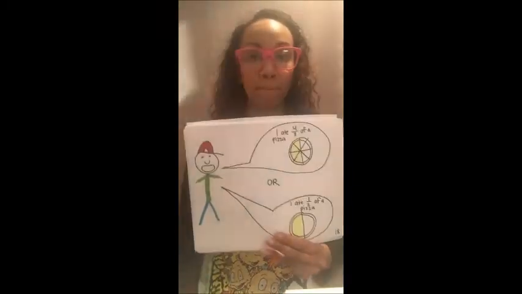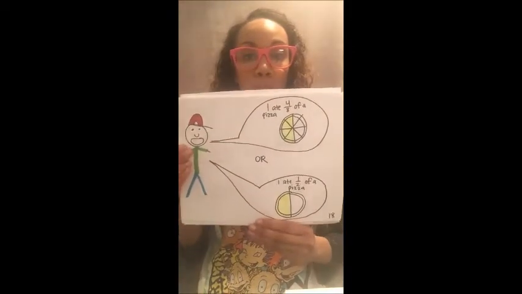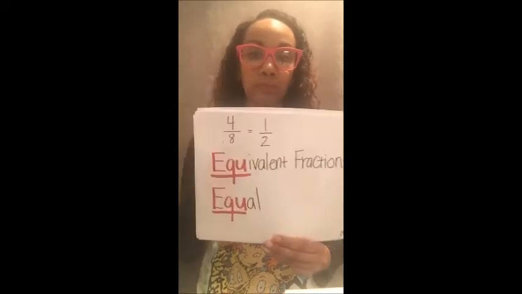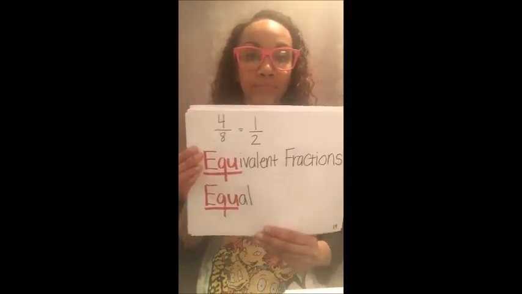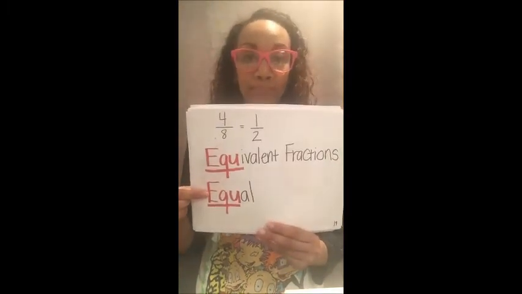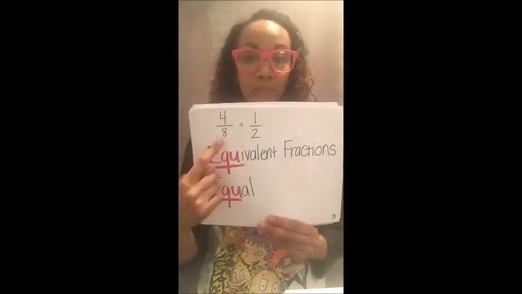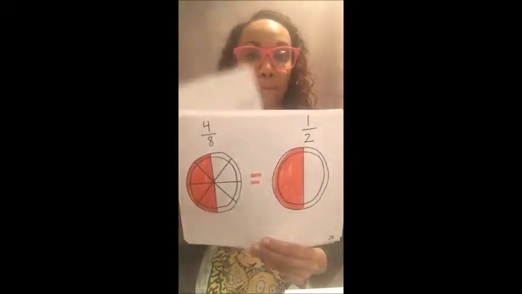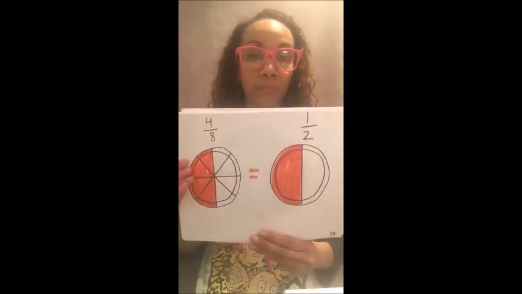Alright, so I could say I ate 4/8 of a pizza that night, or I could say I ate 1/2 of a pizza, and I'd still be right. We call 4/8 and 1/2 equivalent fractions. Notice that equivalent is similar to the word equal. Equivalent fractions have different denominators, but they are equal. They have the same value. Notice that 4/8 and 1/2 are the same amount of pizza.